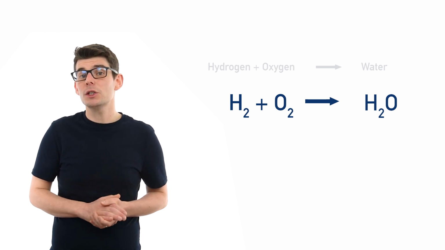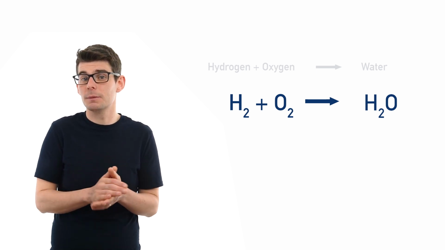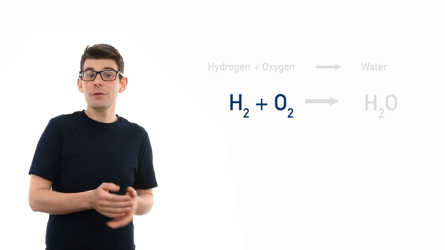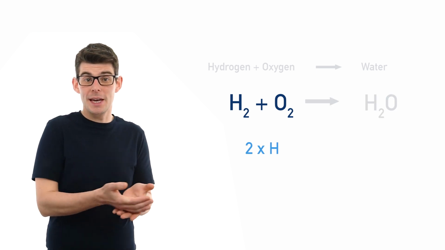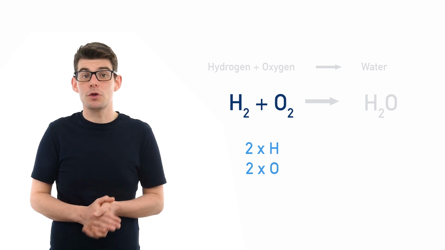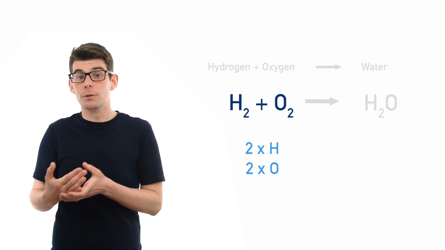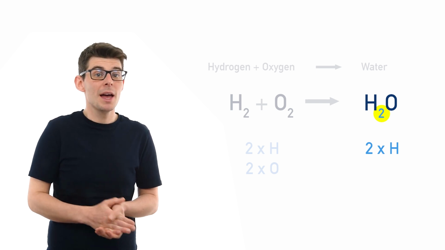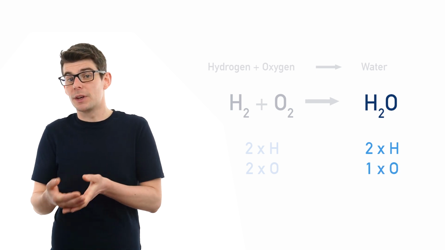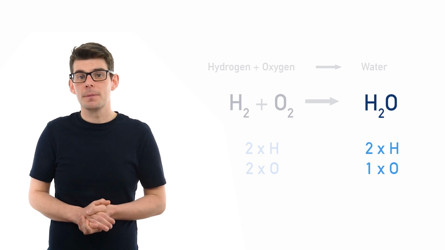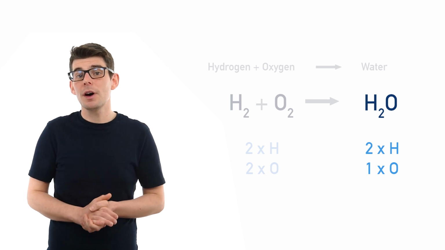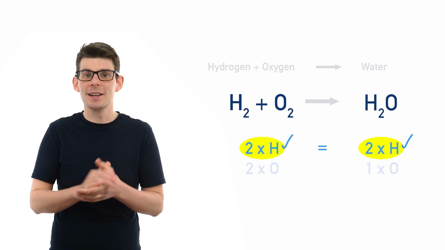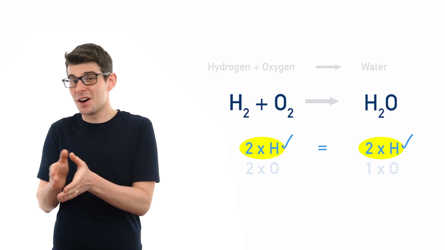Well, we first need to write out the total number of atoms of each element on both sides of the equation. On the left, we have 2 atoms of hydrogen from H2 and 2 atoms of oxygen from O2. On the right, we have 2 atoms of H from the H2 part of H2O and 1 atom of oxygen from the O part of H2O. Currently, the number of hydrogen atoms on both sides are the same. Great, they're balanced. However, the oxygens aren't.